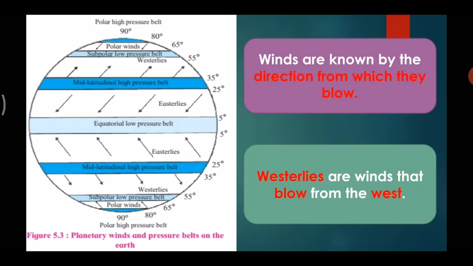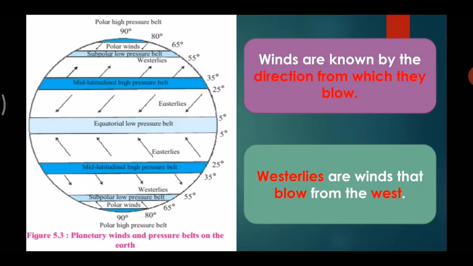Okay? Then which are the winds which are blowing towards the mid-latitudinal high pressure belt? They are known as westerlies. Can you see? From the mid-latitudinal, the arrow is going upward. So that is westerlies. So winds are known by the direction from which they blow.